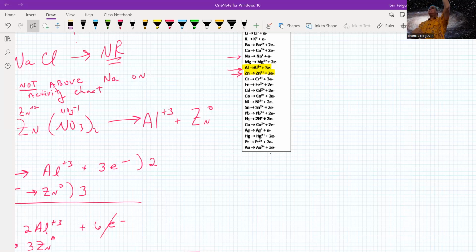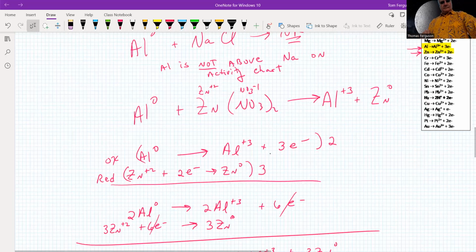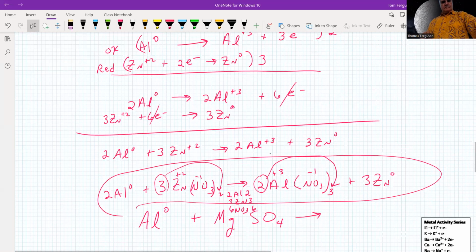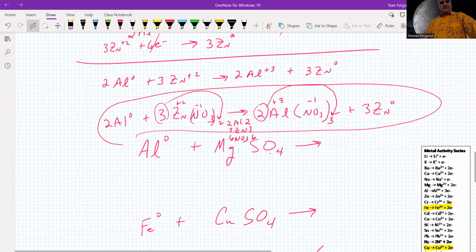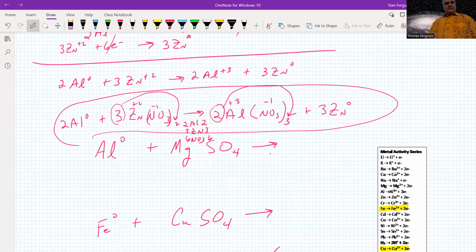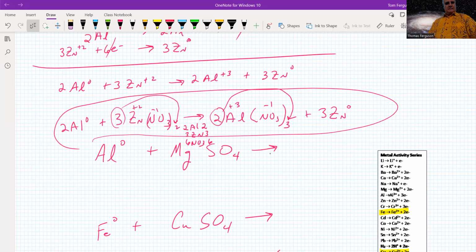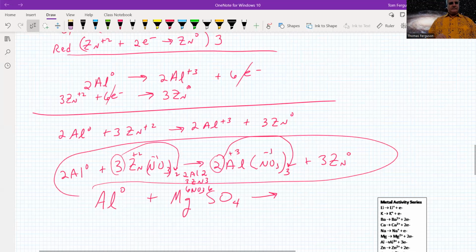Farther apart, faster. Okay. Why don't you do this one on your own? Aluminum plus magnesium sulfate.